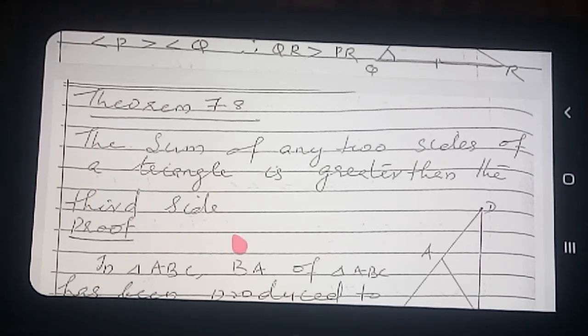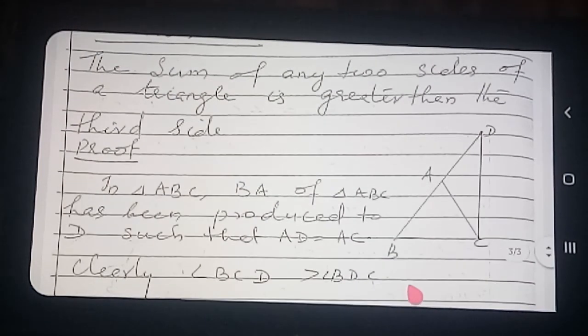These are all your activity only. Take two sides' measurements, add them, then compare. While measuring and adding, you can see that the sum of two sides is always greater than the third side of the triangle. The meaning is that in triangle ABC, AB plus BC is always greater than AC, or BC plus AC is greater than AB, or AB plus AC is greater than BC. Got clear what is written?